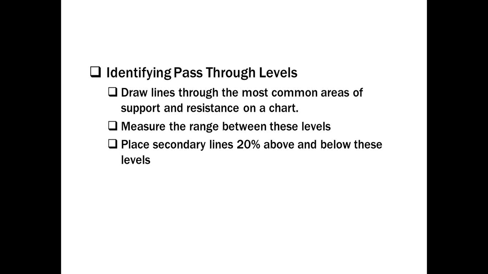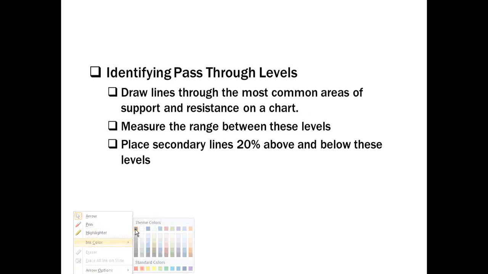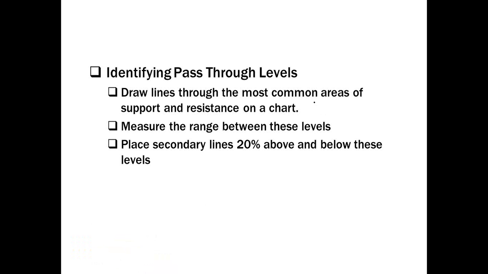So identifying pass-through levels starts off with drawing lines to the most common areas of support and resistance on a chart. Now remember, support and resistance, especially when the market is trending sideways, is a common area. Unless you're dealing with things like pivot points, you're not going to get specific levels. When you're drawing support and resistance lines, you're just looking for the common area where you see buyers overtaking sellers, or buying pressure overtaking selling pressure, and the common area on a chart where you see selling pressure overtaking buying pressure for a resistance level.